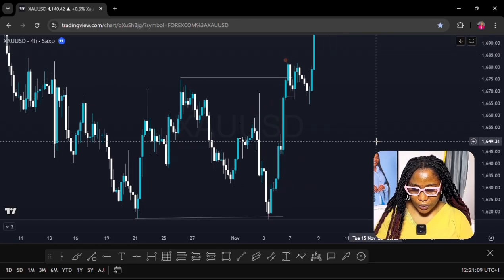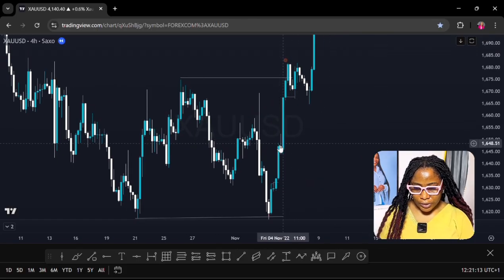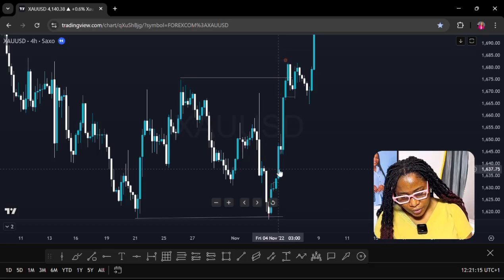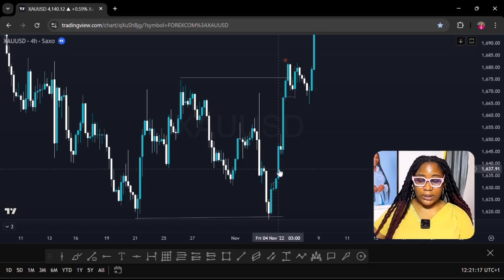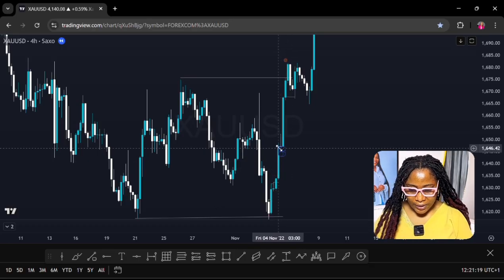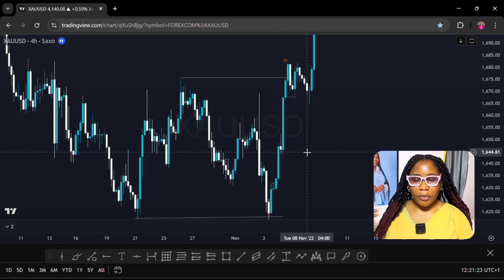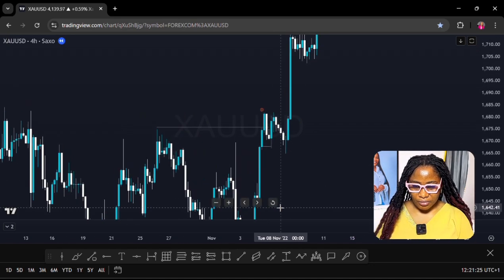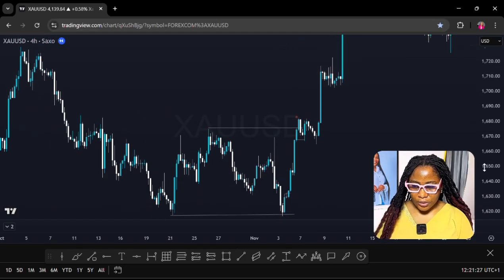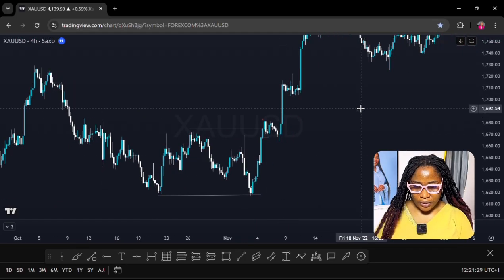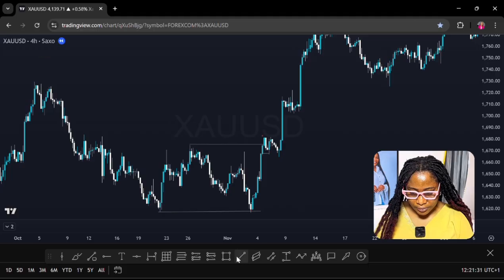Now we can see we have FVGs on this 4 hours. I personally would have loved to use this FVG. Why? Number one is the discount and it's a valid FVG, as you can see here. It is a valid FVG. But price did not even tap. Price is not even willing to listen to us. And we can see that price ran.